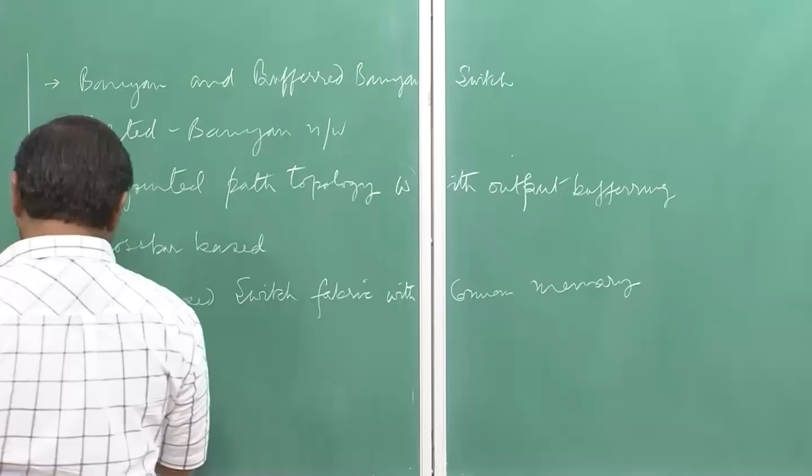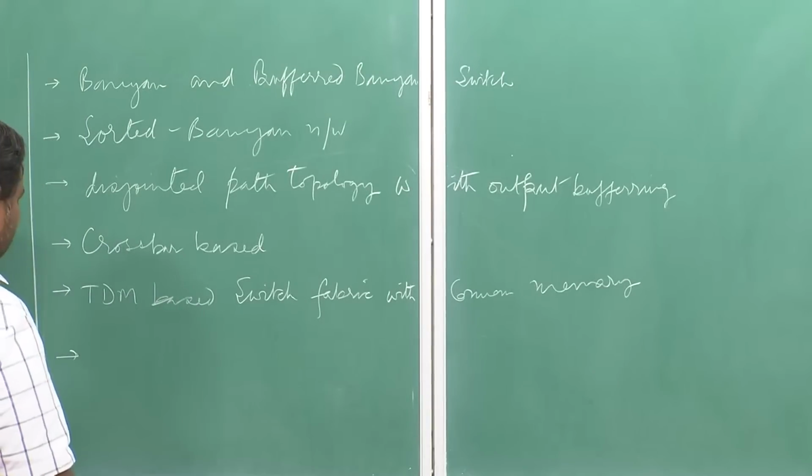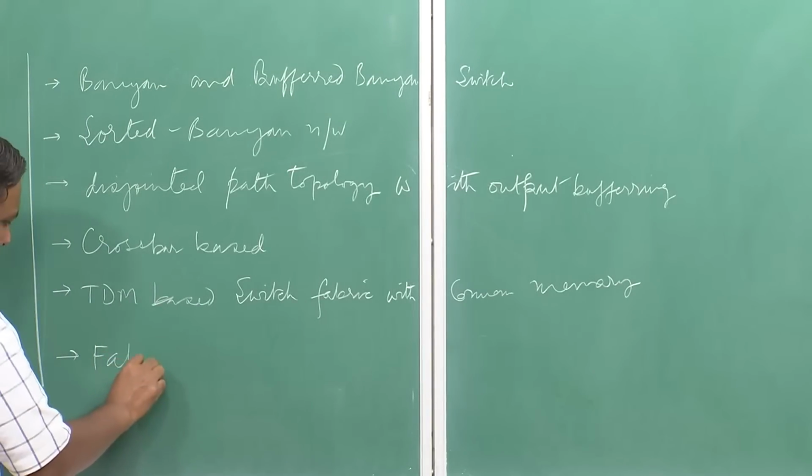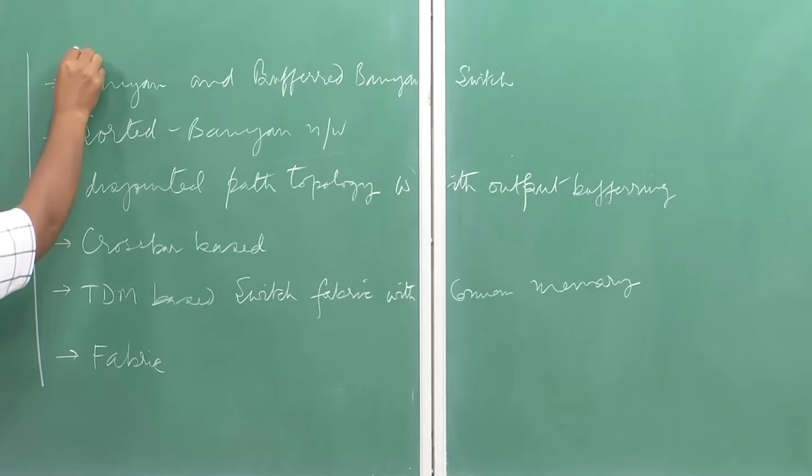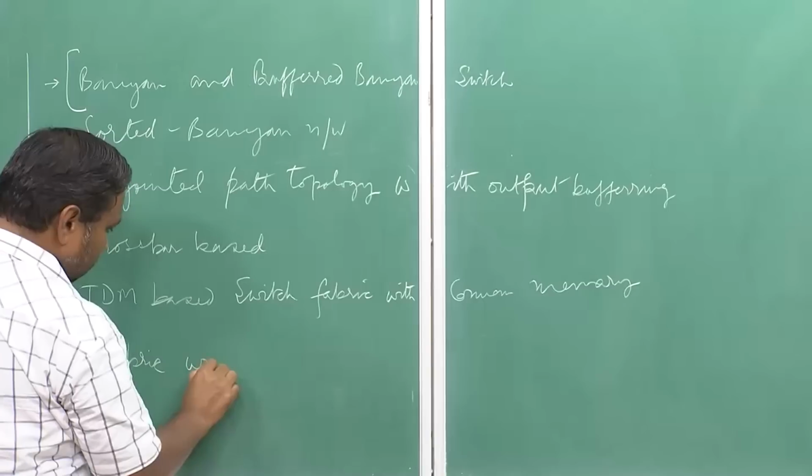And then of course, you can have a shared medium, which is basically broadcast and select. So, these are the basic categories, but we will be focusing only on the Banyan configuration.